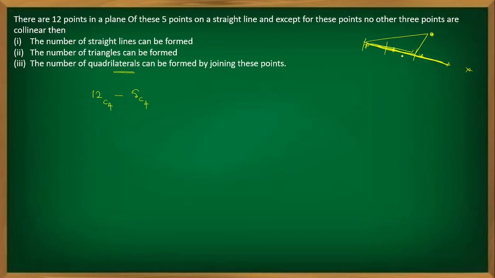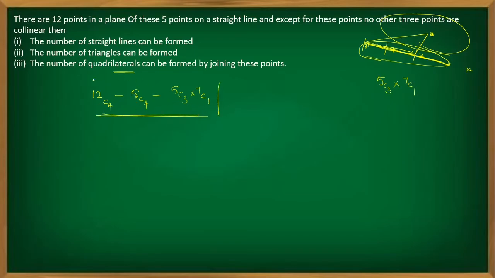How many ways can you select 3 points from 5? In 5C3 ways, and from the remaining 7 points you can select 1 point in 7C1 ways. Therefore, minus 5C3 into 7C1. I hope you understood this. So the number of quadrilaterals that can be formed is 12C4 minus 5C4 minus 5C3 into 7C1. If you want, you can calculate this number using the nCr formula.